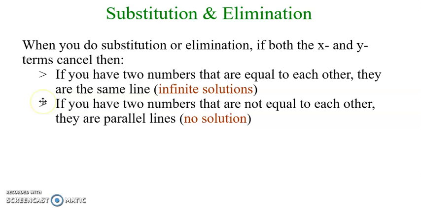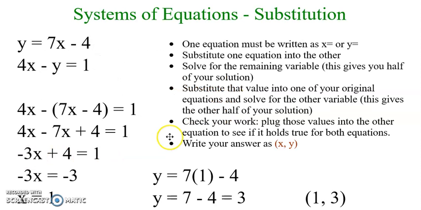Also keep in mind when we're doing substitution or elimination, if both the x and y terms cancel, then you're going to just have one number equal to another number or the same number. If it's two numbers that are equal to each other, that tells us that they're the same exact line, so we have infinite solutions. If the numbers don't equal each other, then that tells us there's no solution because we have parallel lines. So we'll look at some more examples in another video, but these are the basics for how to solve using substitution.